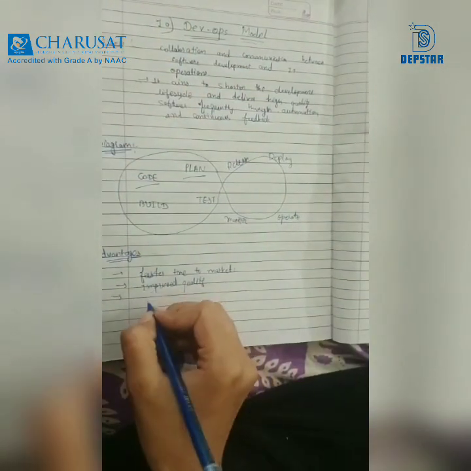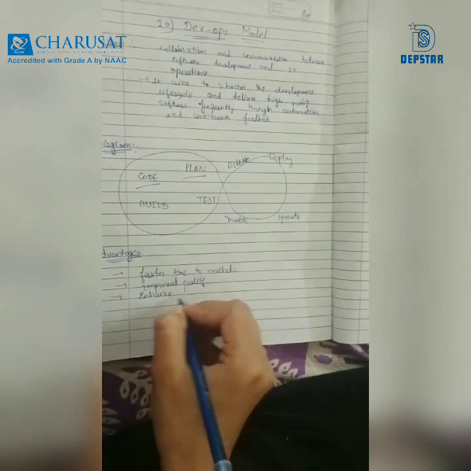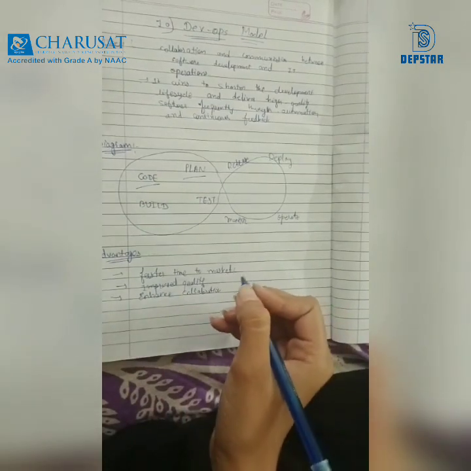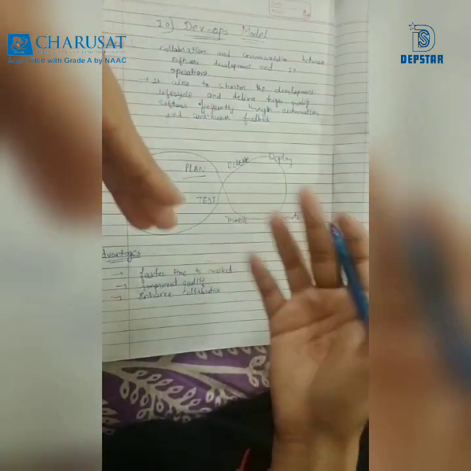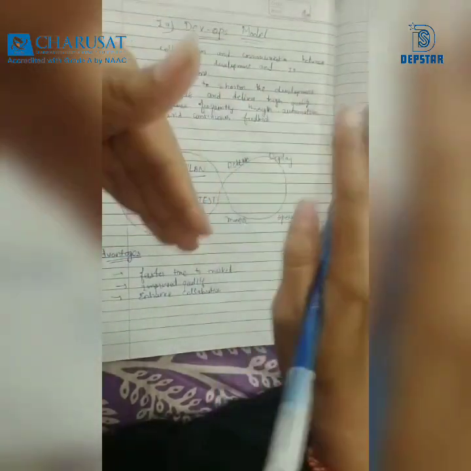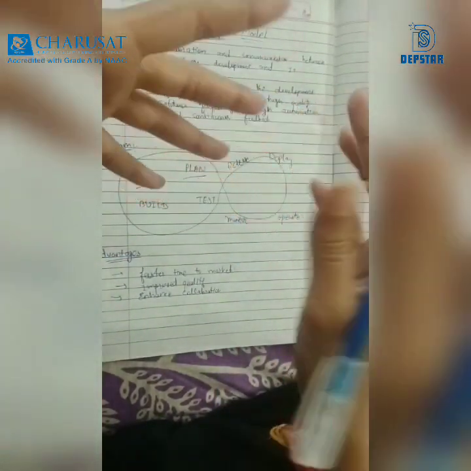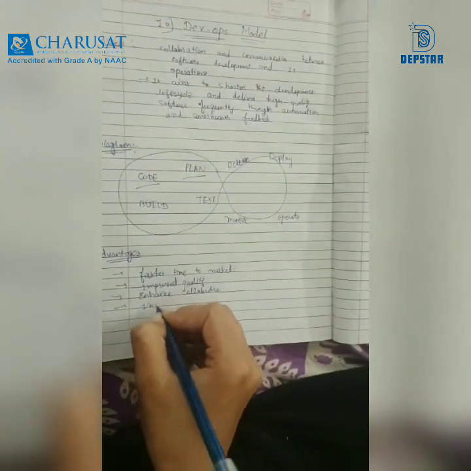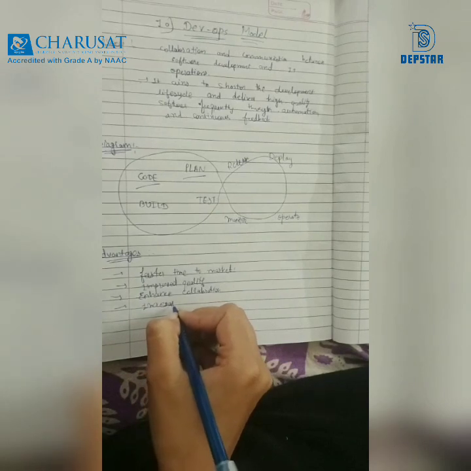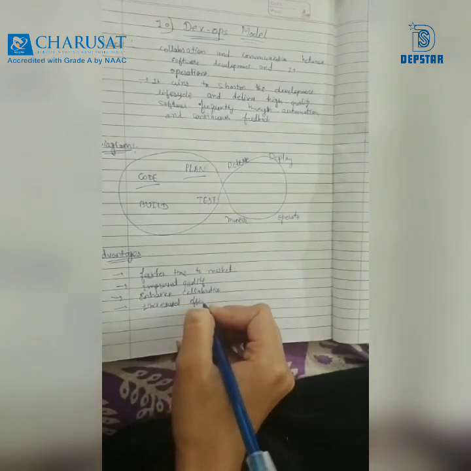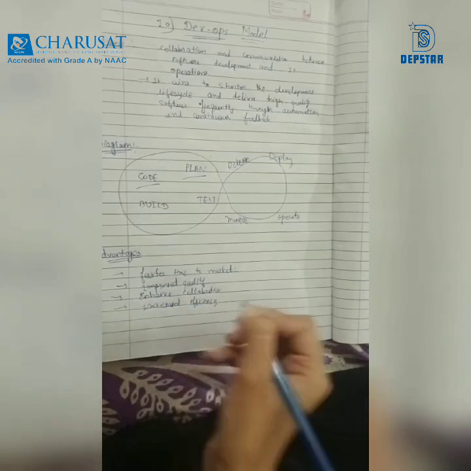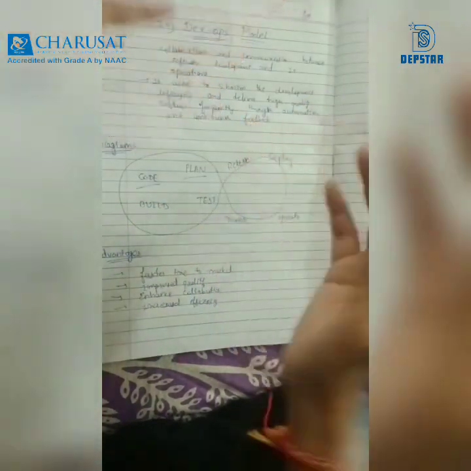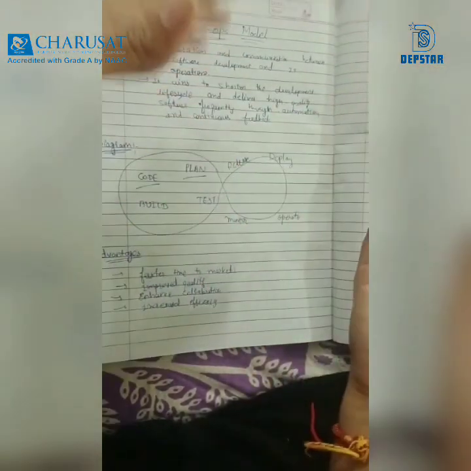Then third is enhanced collaboration. It promotes better collaboration and communication between teams, fostering a culture of shared responsibility. Then the last one is increased efficiency. Automation reduces manual effort and human error, making the process more efficient.